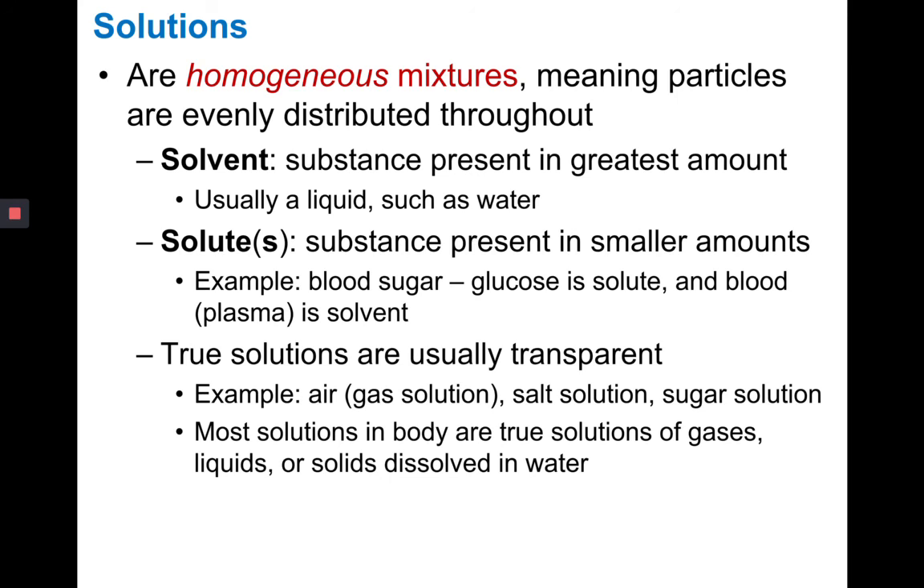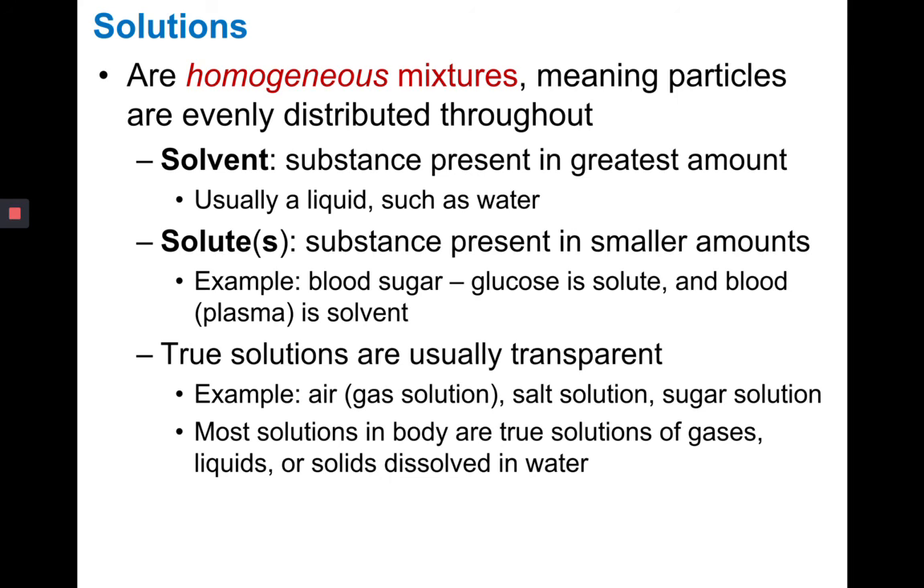Solutes are pretty much what's dissolved in the solvent. So solutes are the substance present in the smaller amount. Blood sugar would be an example, where glucose is a solute, and blood, especially the watery plasma, is the solvent. If something is a true solution, it's going to be transparent. Mineral water was a great example, but air, a salt solution, and a sugar solution are all good examples.